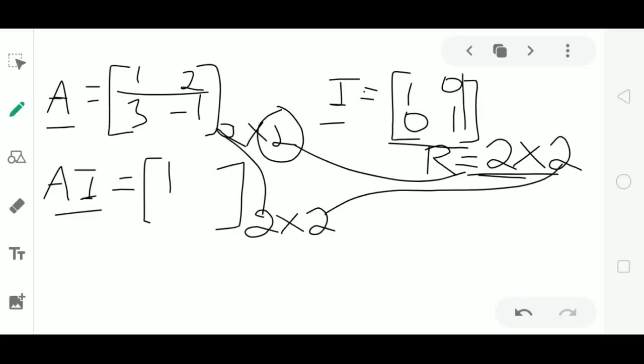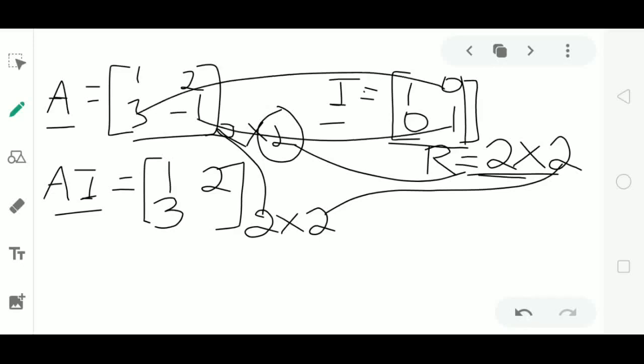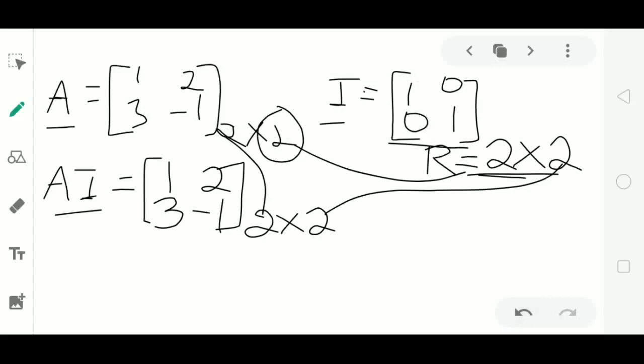Consider first row, second column. 1 into 0 is 0, 2 into 1 is 2, 0 plus 2 is 2, the second element of AI. Second row of A, first column of I: 3 into 1 is 3, minus 1 into 0 is 0, 3 plus 0 is 3. This is the third element. Second row, second column: 3 into 0 is 0, minus 1 into 1 is minus 1, 0 plus minus 1 is minus 1. This is the matrix AI.